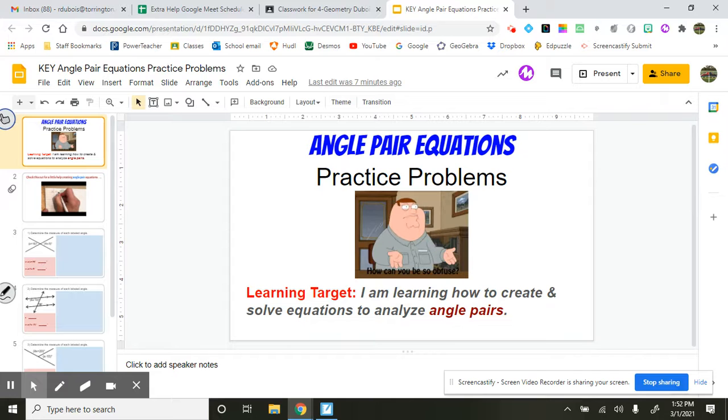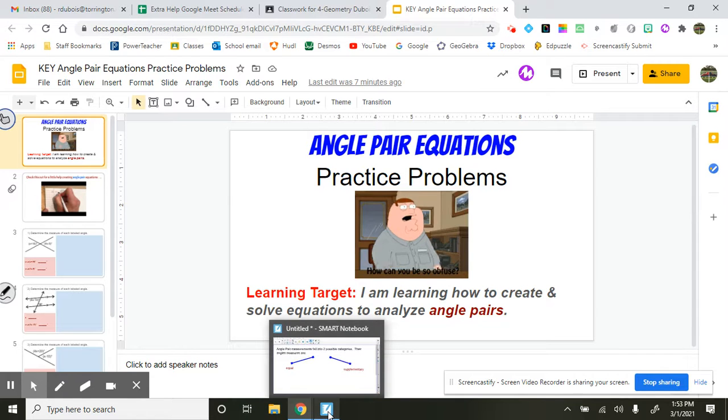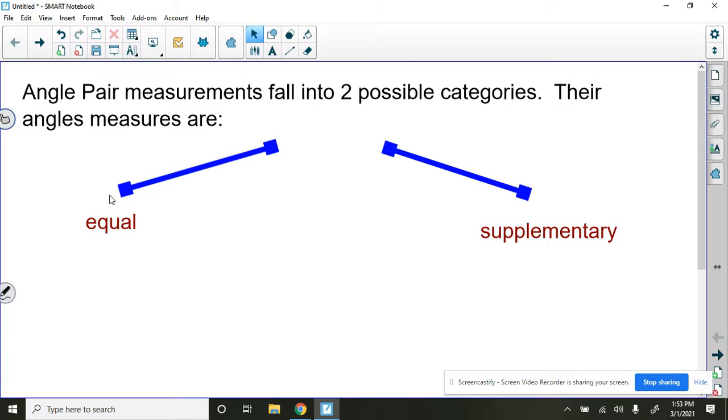So as we work on creating and solving equations to analyze angle pairs, remember that while there's 6 different angle pair types, there's only 2 possible categories that can be true about their angle measures. Either the angle measures are equal to each other if the conditions are right, or the angle measures are supplementary and add up to 180 degrees if the conditions are right.